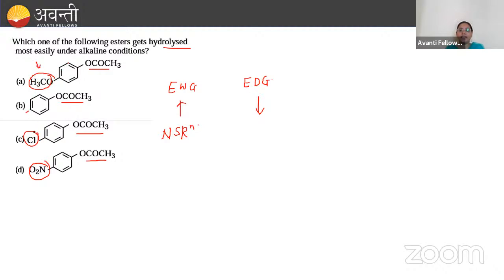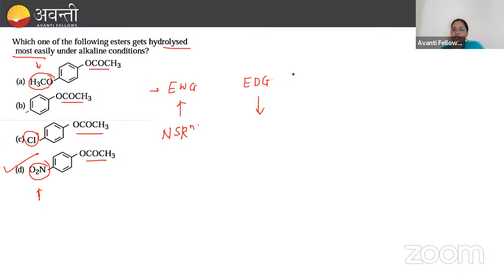Here nothing is present. Cl is also donating. NO2 is withdrawing. So which will most easily undergo hydrolysis in presence of alkaline condition? A compound which contains the electron withdrawing group. So option D is our correct answer here. Do you get the idea? NO2 is a very, very strong electron withdrawing group. It can withdraw the electrons. Okay, very good, Lakshmi.